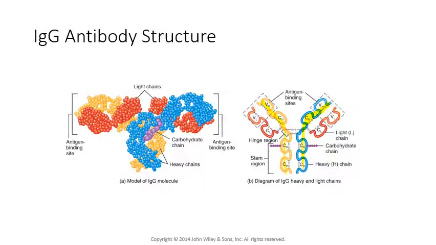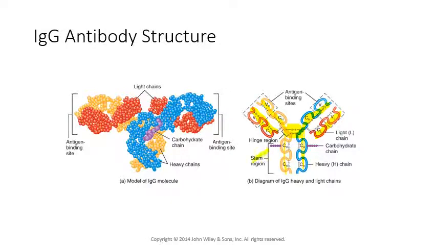And then two light chains. I'll highlight those as well. The light chains are on the outside of the arms of the heavy chains. Now, the heavy chains are held together by disulfide bonds. These two little sulfur bonds in the middle here are what's holding the two heavy chains together.